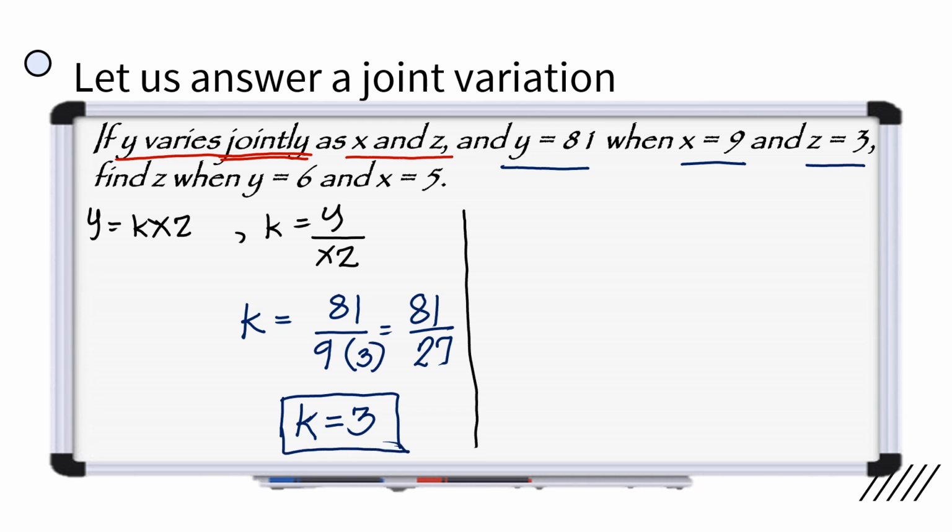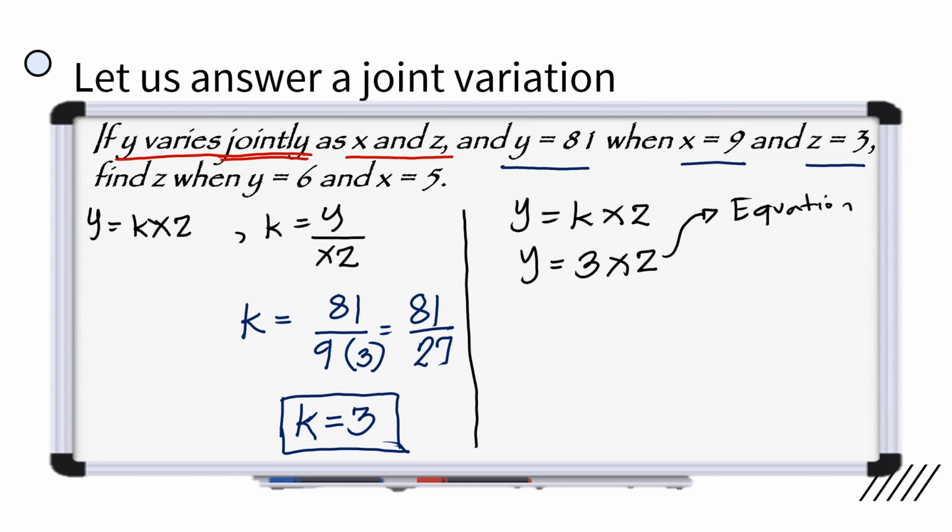Pagkakuha nyo ng constant, you can now compute. Let's get again that equation. So, we have y is equal to kxz, which becomes now, the value ng k natin ay 3. So, y equals 3xz. So, this is now again, tawag natin dito, equation of variation. Next, kukuhanin natin ngayon kung ano yung hinahanap. So, we have to find z. Z ang hinahanap. When y is equal to 6 and x is equal to 5.